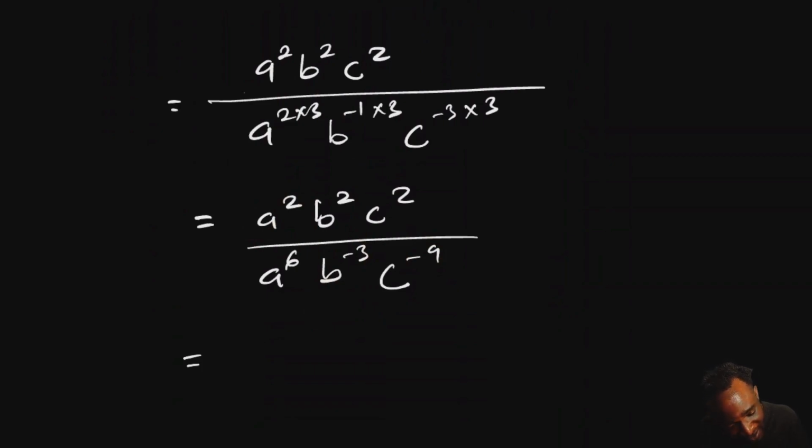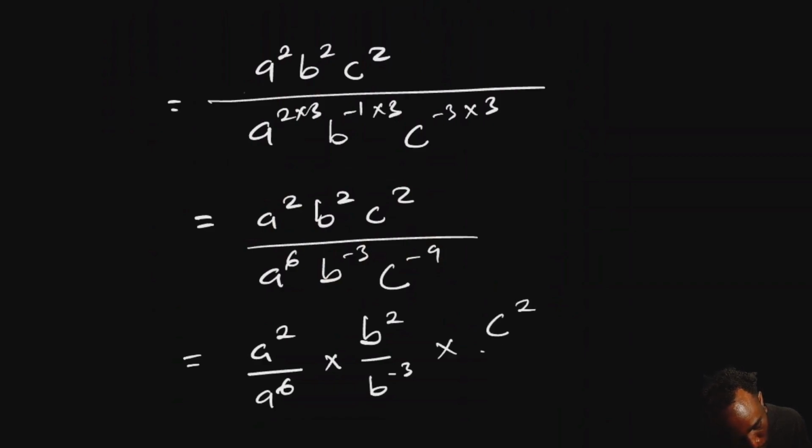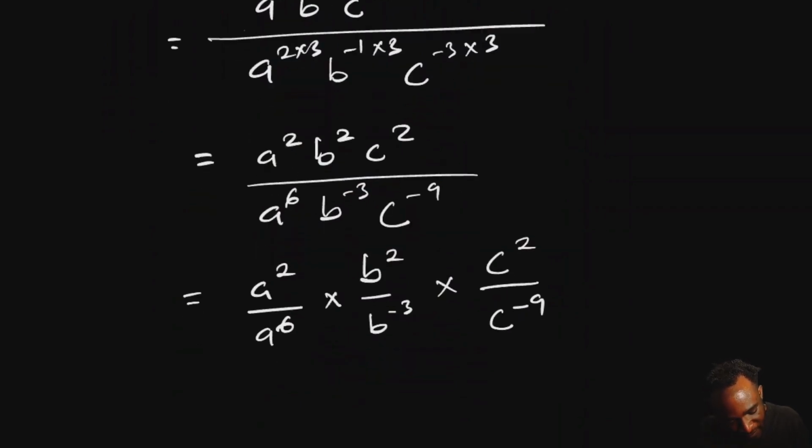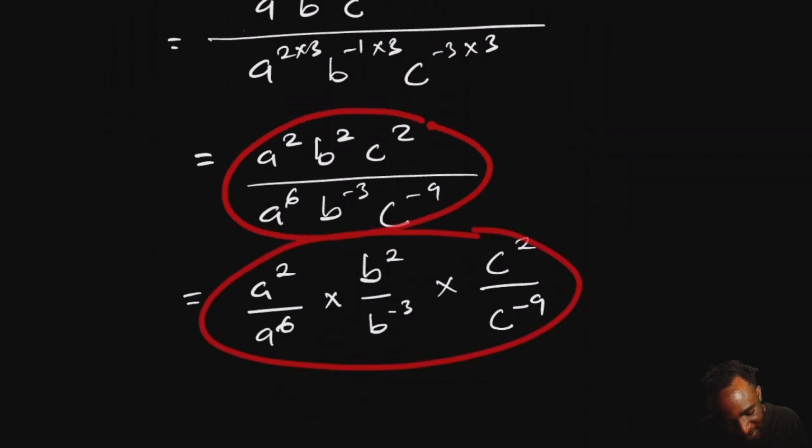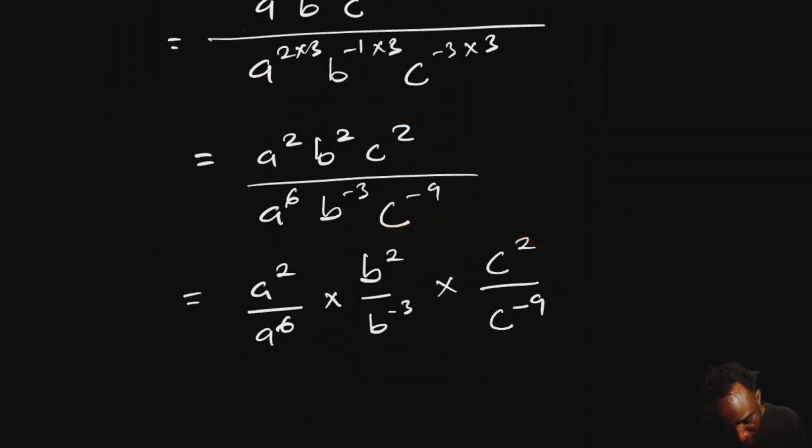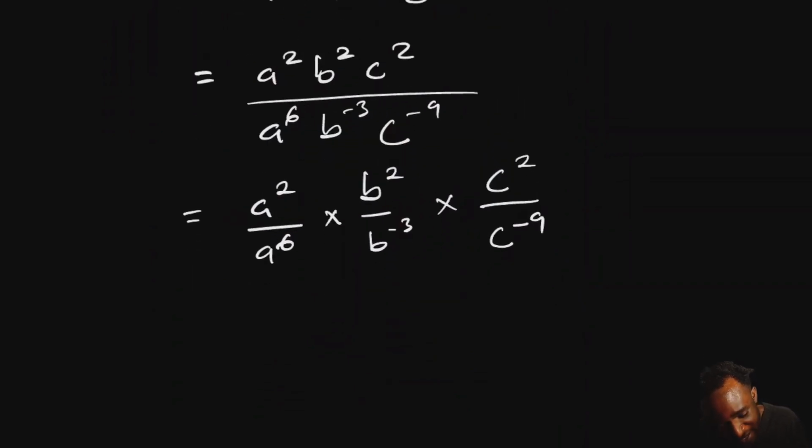So we can rewrite this statement over here as a raised to the power 2 divided by a raised to the power 6, multiplying b raised to the power 2 divided by b raised to the power minus 3, times c raised to the power 2 divided by c raised to the power minus 9. So this statement over here is the same as this. Actually, if we multiply, we get this. So now we can simplify.